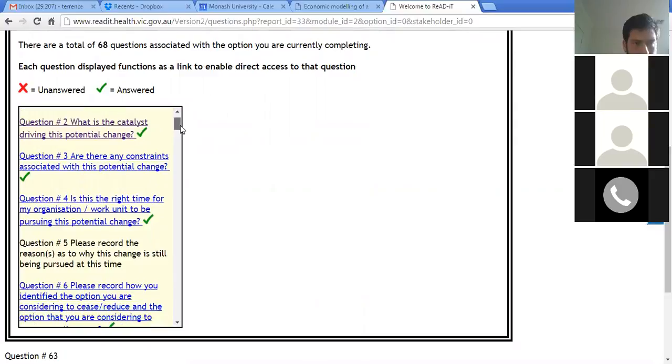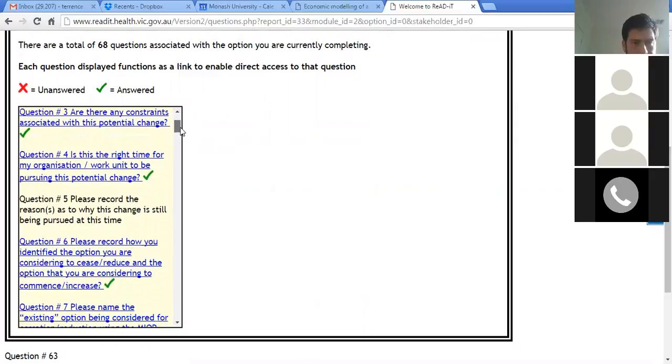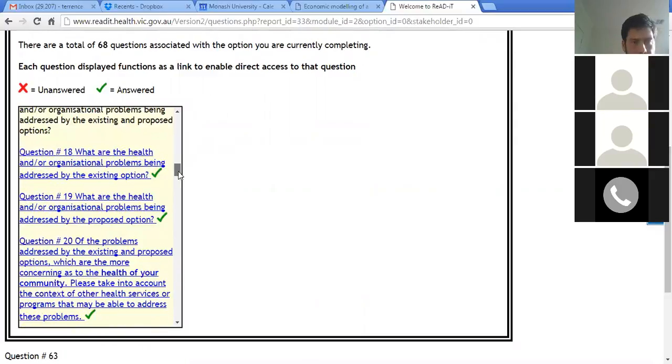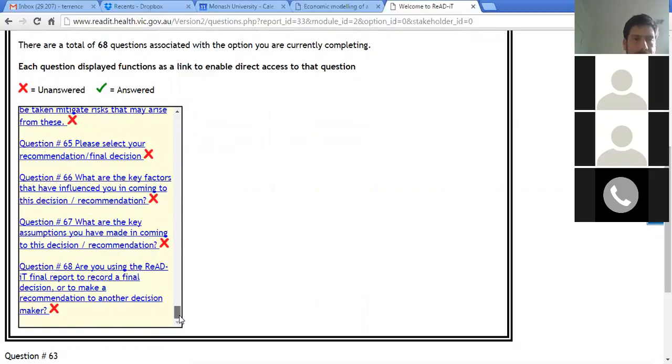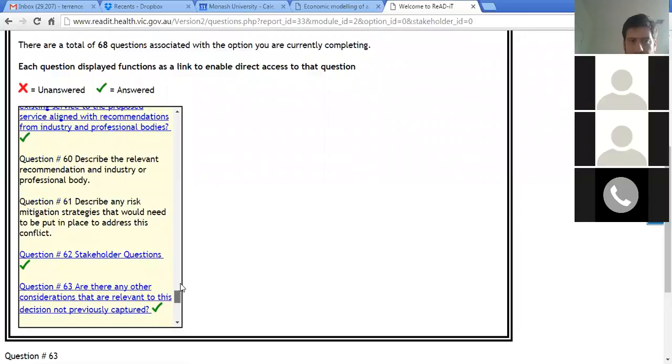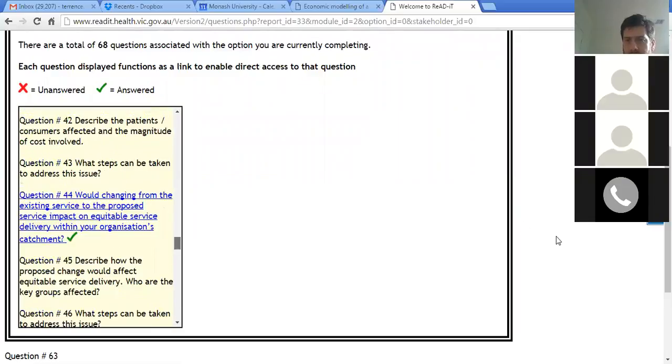And what you'll see here is that some of these questions have a tick next to them. Some of them might have a cross. So if I get down to the bottom here, there'll be a couple that have a cross next to them. The cross means I haven't answered them yet. The green means that I have answered them.